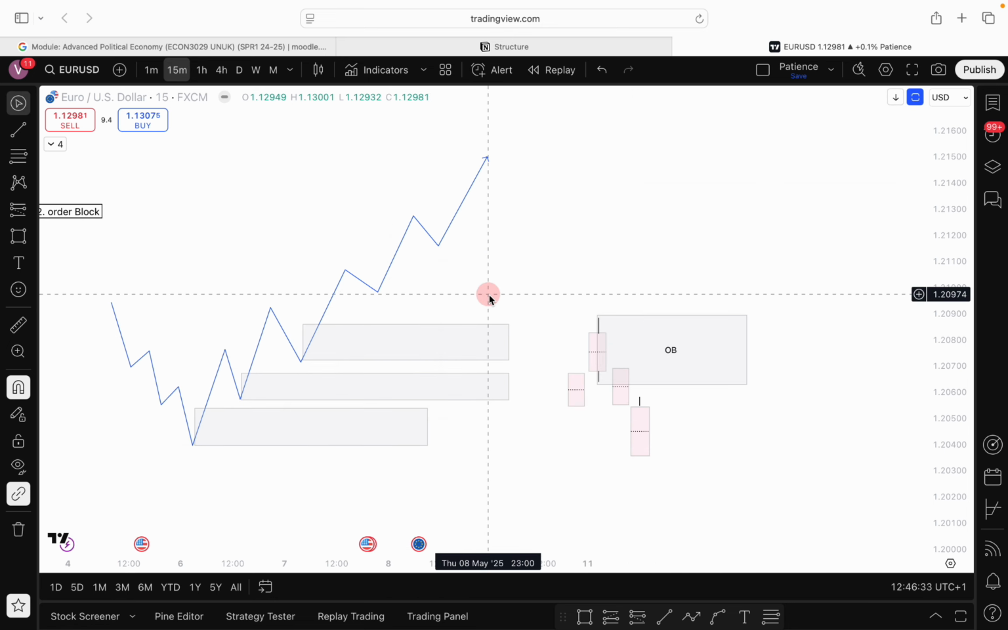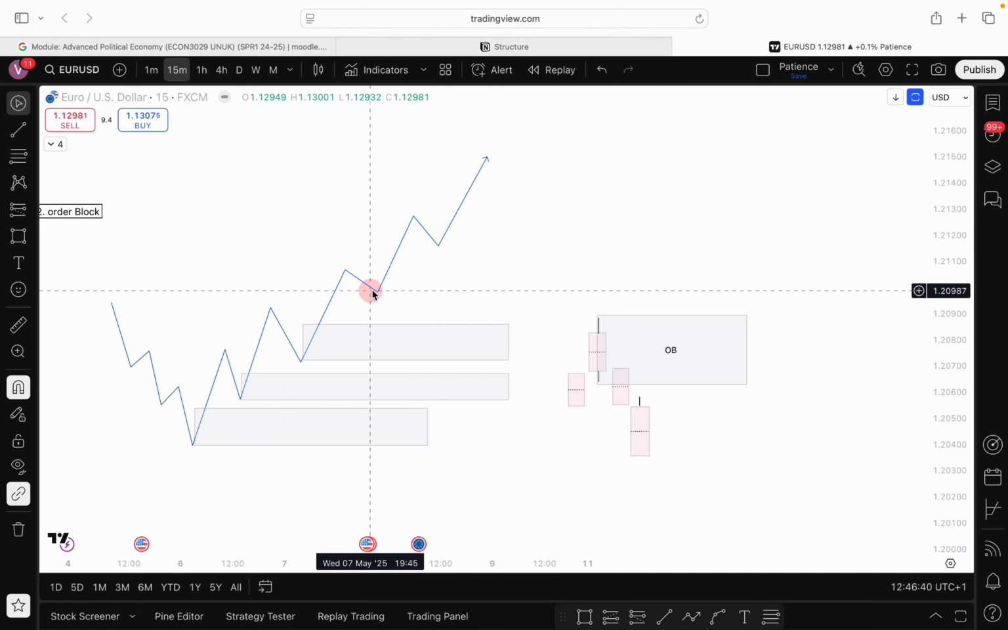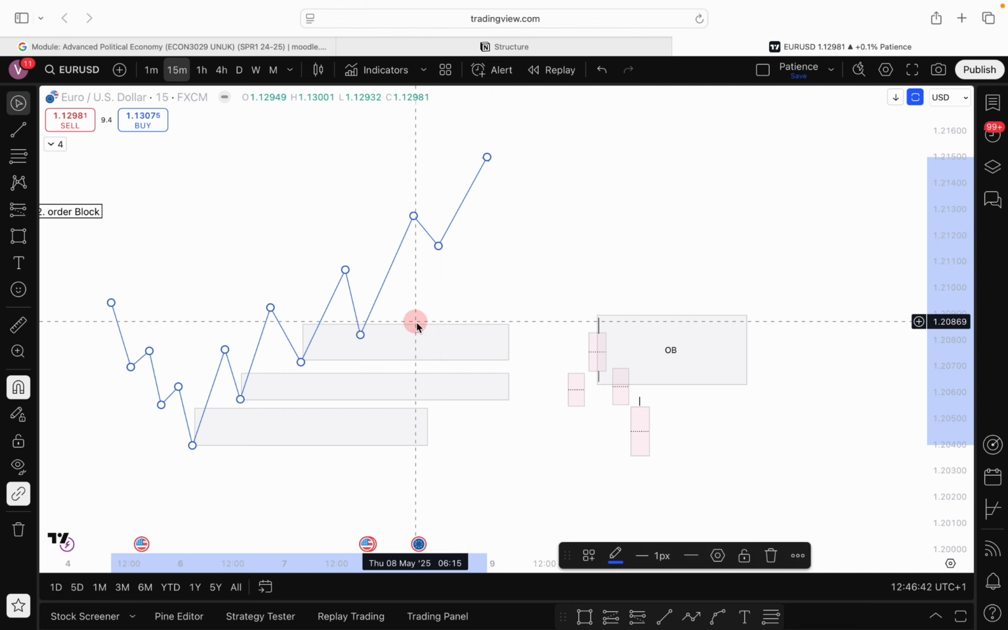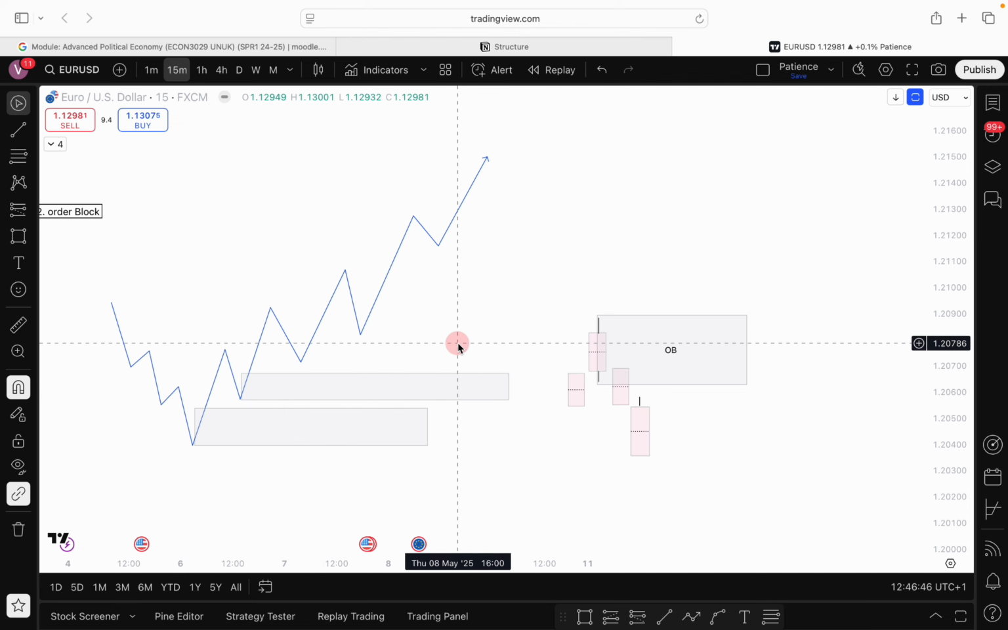One important assumption is we want order blocks not to be tested when price comes back to it. So if the price has already tapped this order block, we do not want to use that in the future. We only use the order blocks that have not been tested, have not been tapped before.